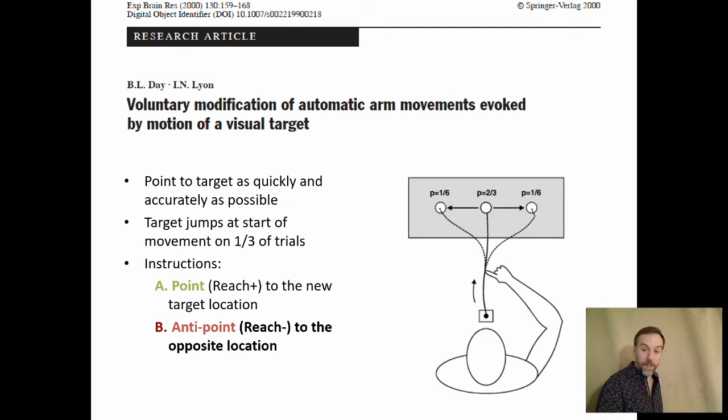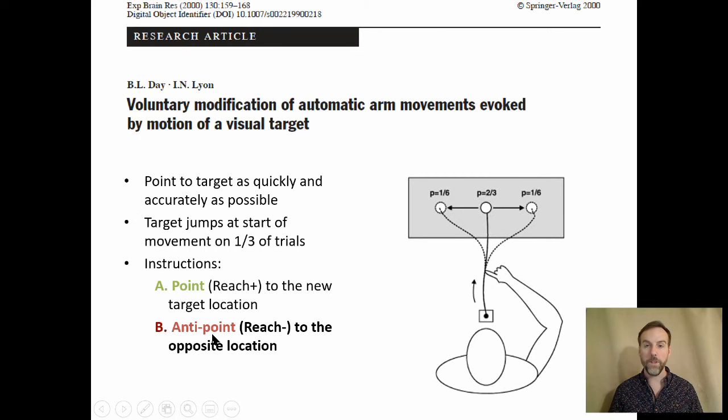So we've got four conditions in this experiment. The first one was pointing. Here's the second one. It's anti-pointing. So they use the same setup. The only thing that changes are the instructions to the participant. What they're told here is if they begin to move and the target jumps, don't point to the target. That was what they did in the last condition. Here, you should point to the opposite target location. So they call this anti-pointing or reach negative.